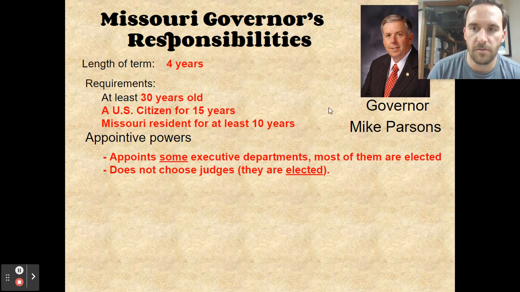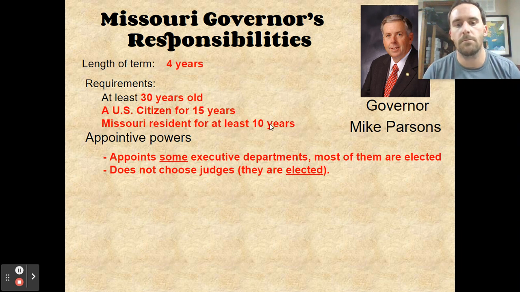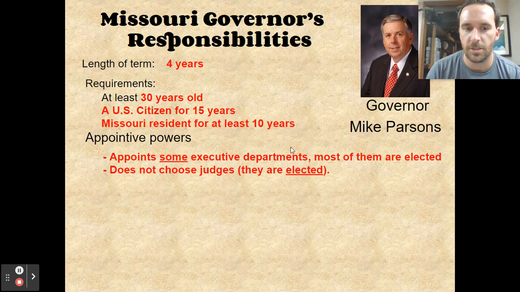I should say almost all of them. The lieutenant governor is also elected. There are a couple of small ones, but for the things that we're going to talk about, just remember that the governor's cabinet is mostly elected. They also don't get to choose judges like the presidents do. The Missouri judges are elected.